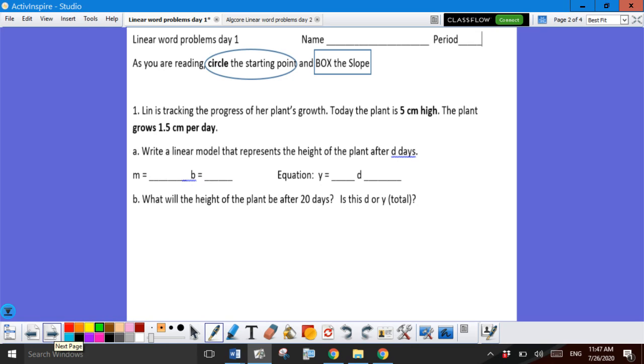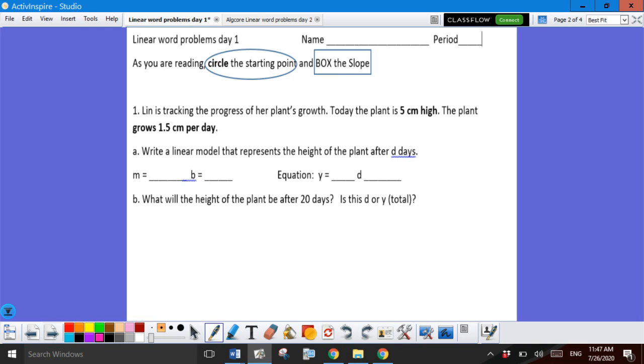So let's read this word problem, and we're going to read it twice. The first time I want you just to listen, okay? And the second time I want you to read it and circle the starting point and box the slope. So Lynn is tracking the progress of her plant's growth. Today, the plant is 5 centimeters high. The plant grows 1.5 centimeters per day. Okay, let's read it again. And let's circle the starting point.